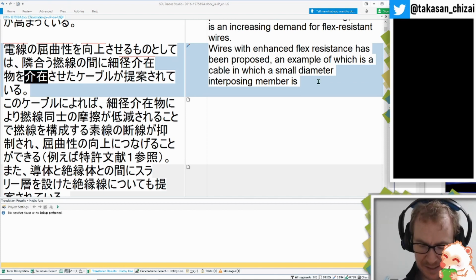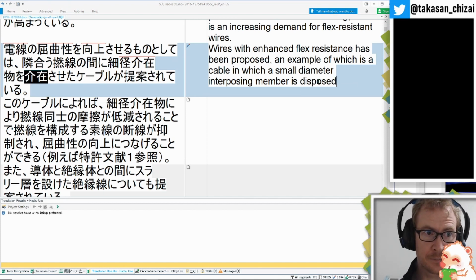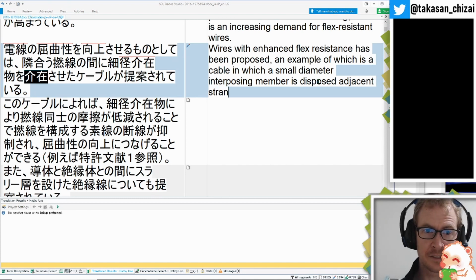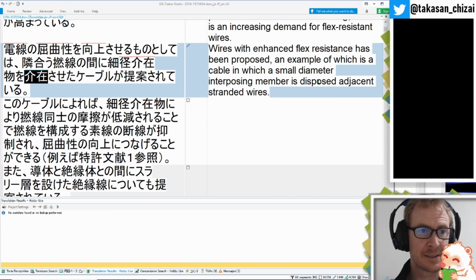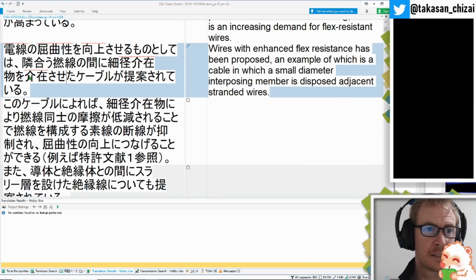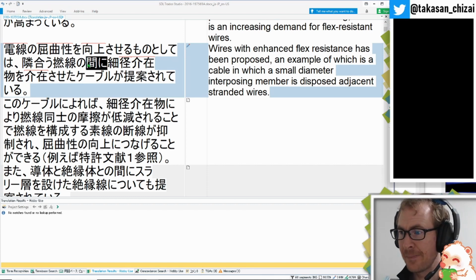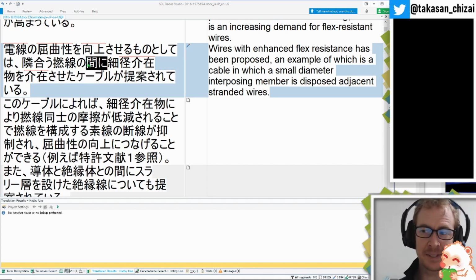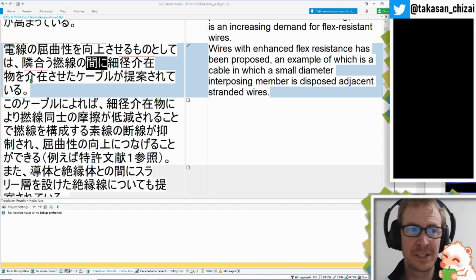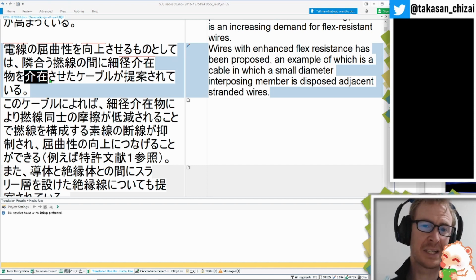Disposed between adjacent stranded wires. So you can see how I just translated this as disposed because you already have the information up here that it is between two other members. So you don't need to say interpose or anything fancy here. Just use disposed.